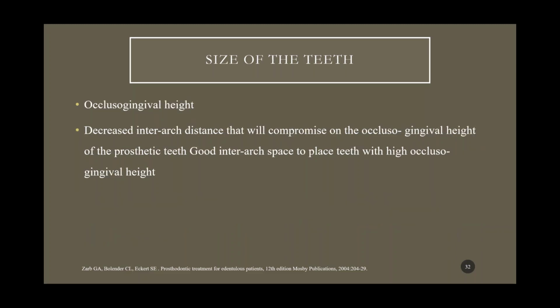Then next is the occlusal gingival height. In this, the posterior teeth should be selected corresponding to the interarch space and to the height of the anterior teeth. The height of the maxillary first premolar should be comparable with that of the maxillary canine, so that it can have a proper aesthetic effect. And the interridge distance also should be taken into consideration. The height of the posterior teeth should be such that less trimming is needed.